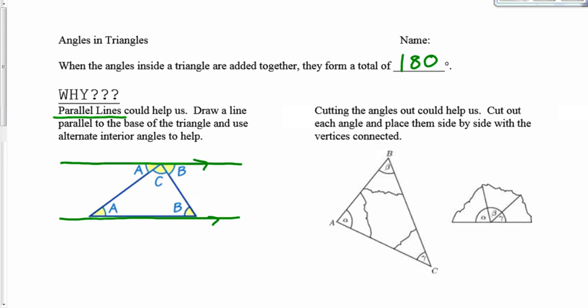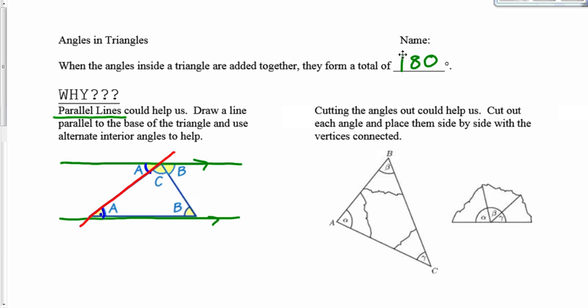So we're going to use alternate interior angles to help us understand this. As you can see right here, we have angle A in the triangle, and angle A is congruent to this angle A up here because they are alternate interior angles. They are on opposite sides, or alternate sides, of this line right here, which can be our transversal. As we remember, alternate interior angles are congruent, so these two are the same measure.